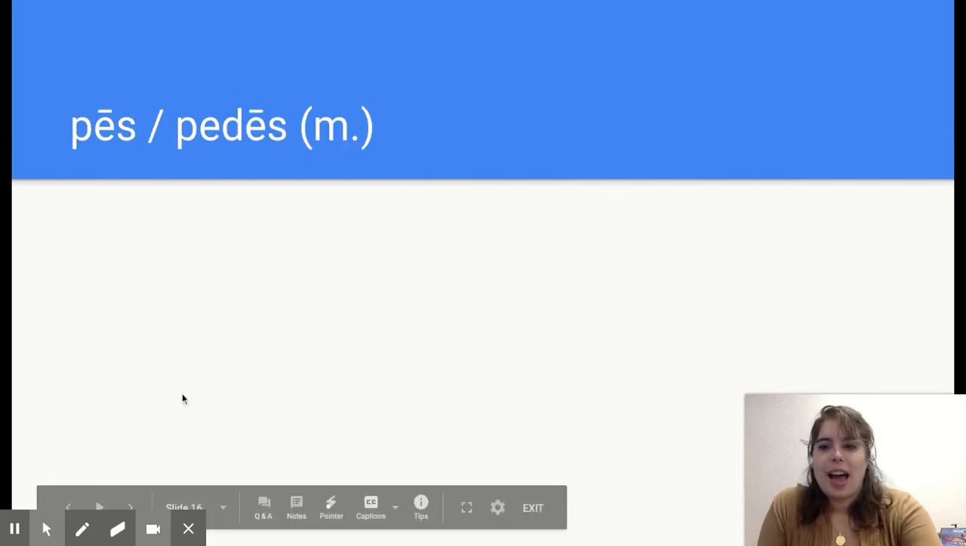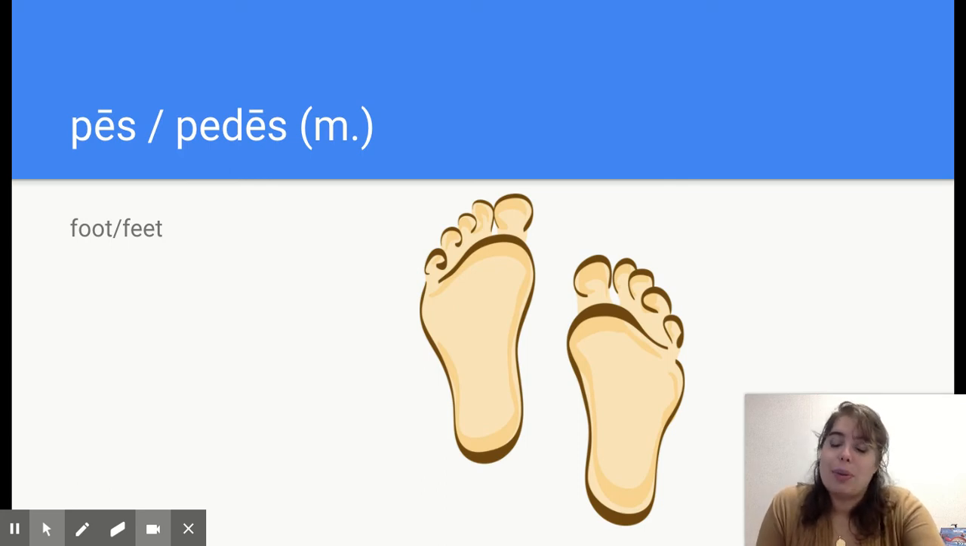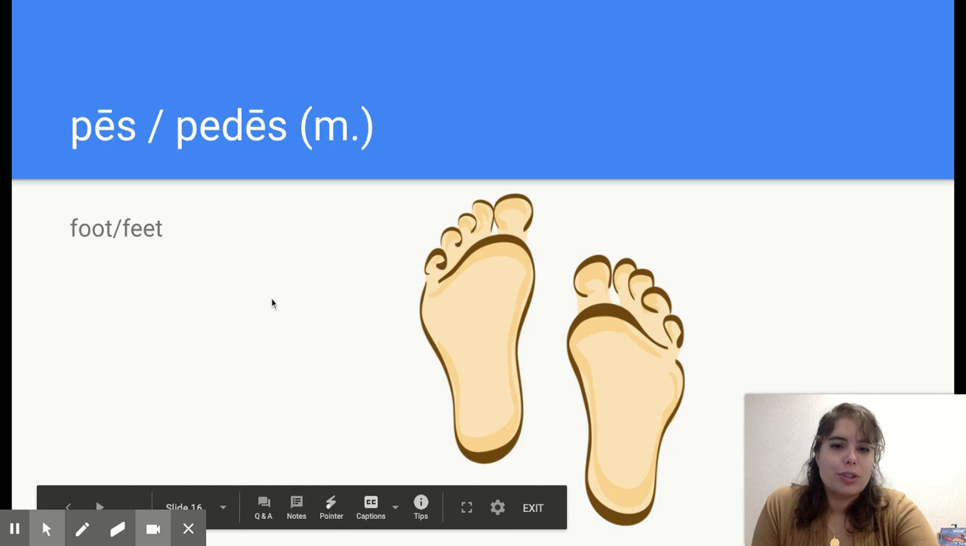All right, and then we have pes or pedes, and this is our word for foot or feet. So the pedes, right, you see here, ped, this is related to like pedal, right? When you pedal a bike, you use your feet, or pedestrian, that's someone who's walking, right? Things like that. It's related to our Latin word for foot or feet.